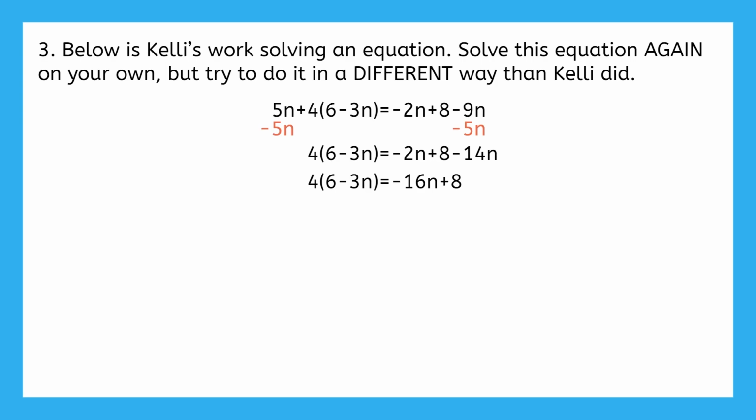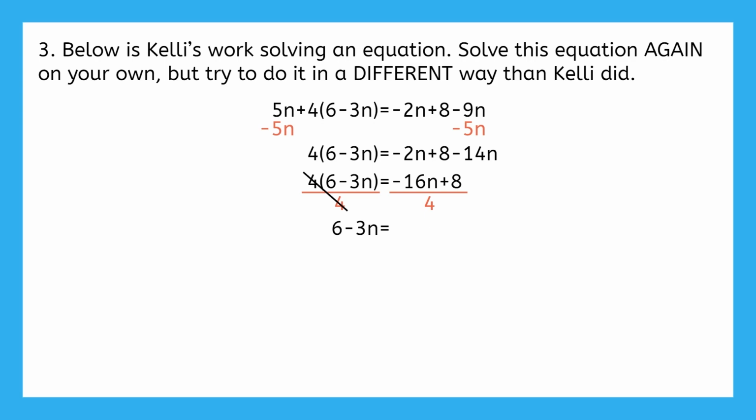I think I want to try something different here. Notice how all of my terms right now are divisible by 4? This 4 applies to everything in the parentheses, and both negative 16n and 8 can be divided by 4 too. So maybe instead of distributing that 4 on the left, I just want to get rid of it now by dividing both sides by 4. So on the left, I have this one big term, but 4 over 4 will cancel out and just leave 6 minus 3n.